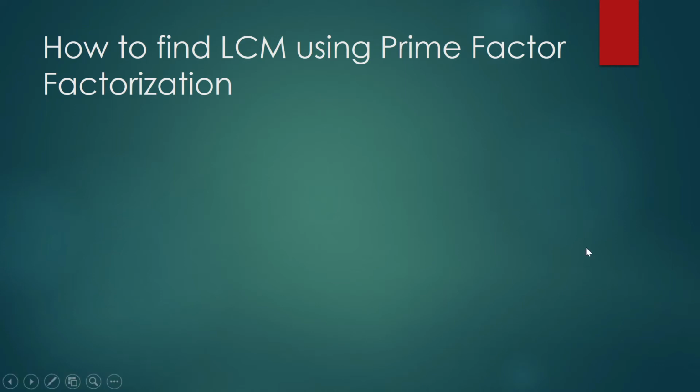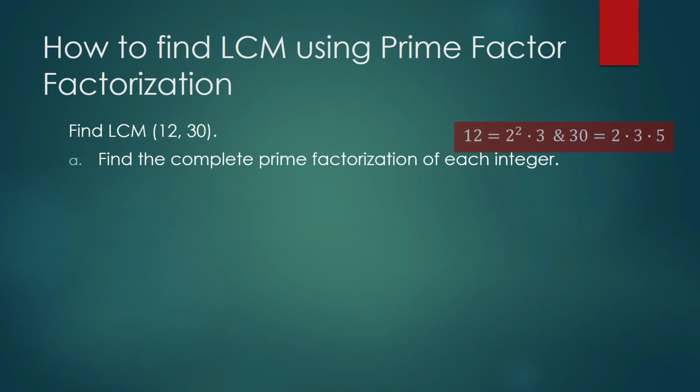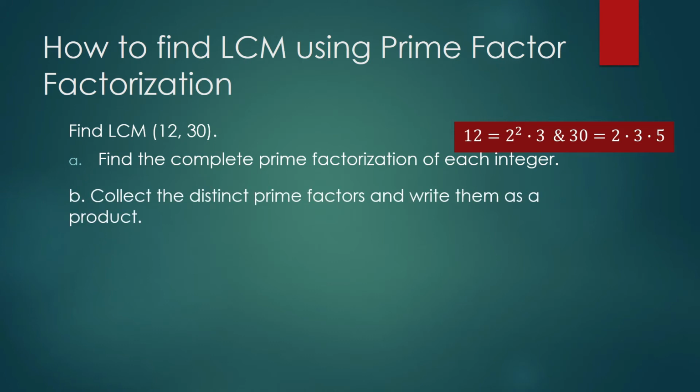How to find the LCM using prime factorization? Let us get the LCM of 12 and 30. Find the complete factorization of each integer. So 12 is equal to 4 times 3, or 2 squared times 3. And 30 is equal to 2 times 3 times 5. We will collect the prime factors and write them as a product. The prime factors that we are seeing here are 2, 3, and 5, and so we will write it as a product: 2 times 3 times 5.